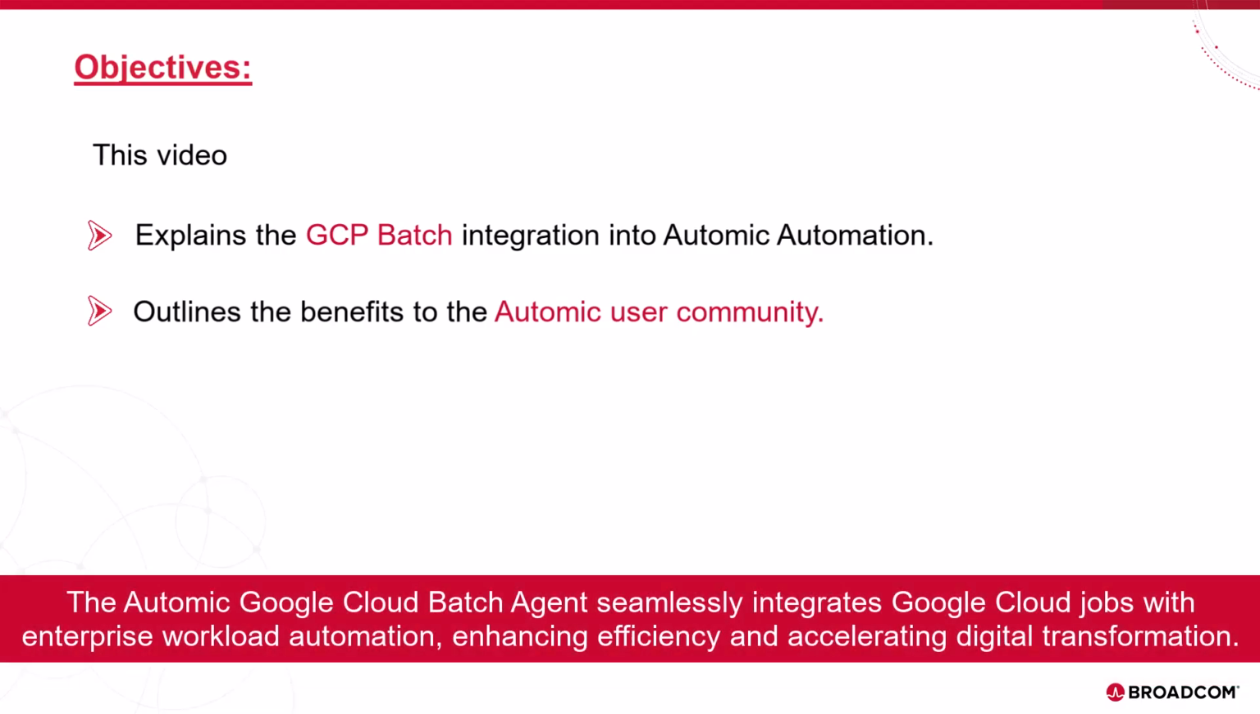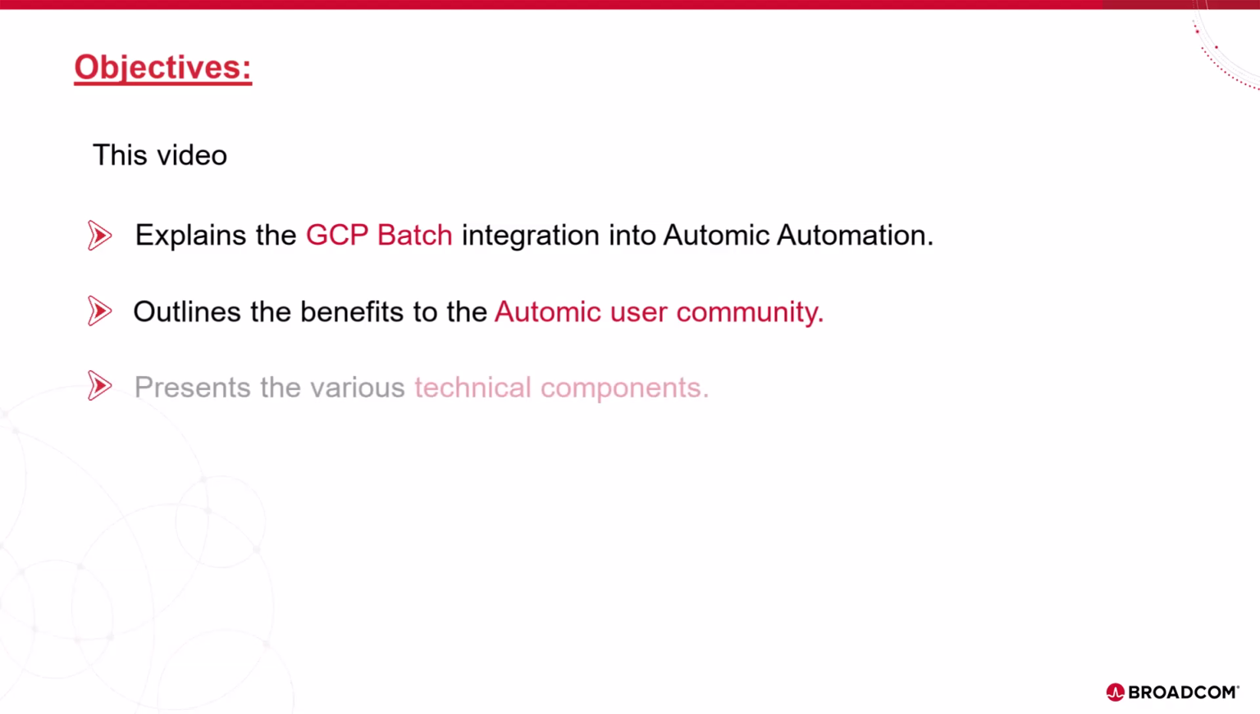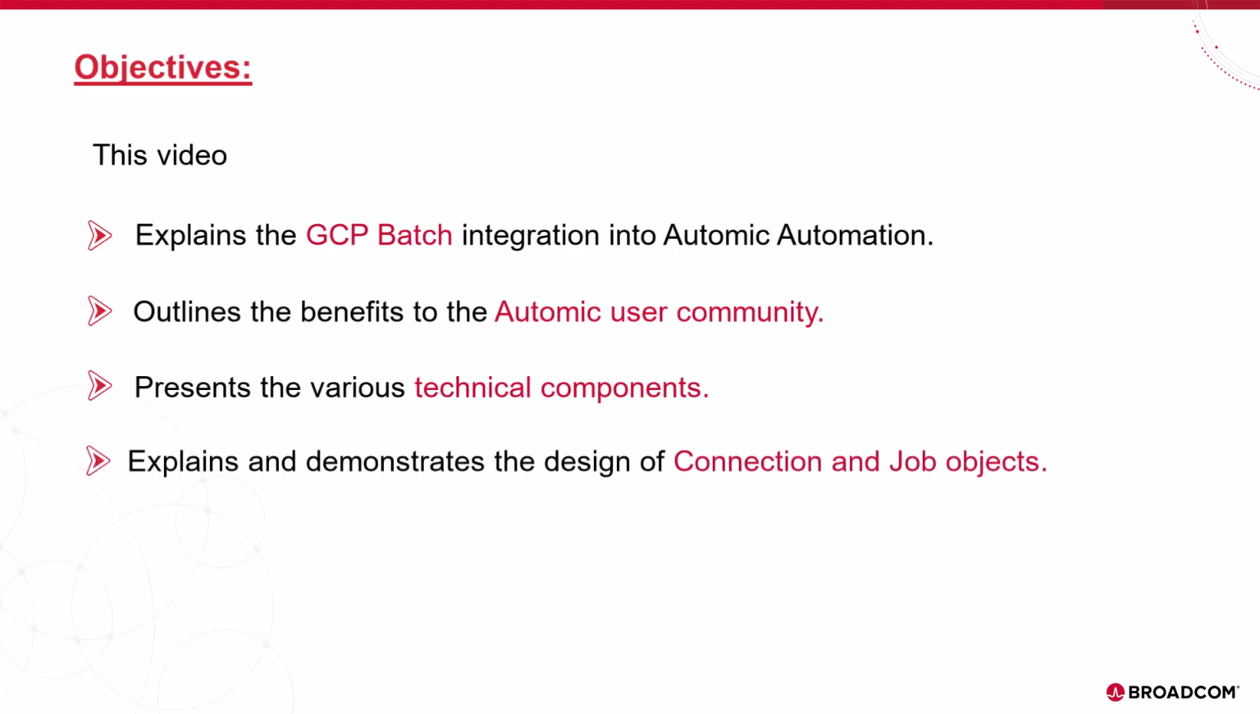Integrating Automic Automation with Google Cloud Batch allows you to run Google Cloud Batch create jobs in your workspace from Automic Automation. We'll provide some technical insights so that the integration components are clearly identified and the deployment sequence is understood. We'll focus on the configuration of the agent and the design of the two core object templates, connections, and jobs. Finally, we'll run through a demo.